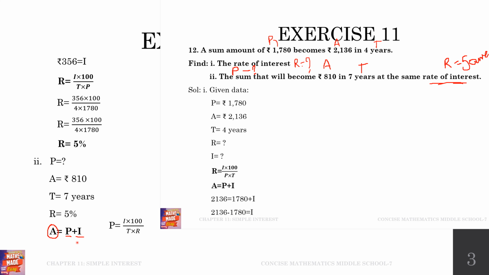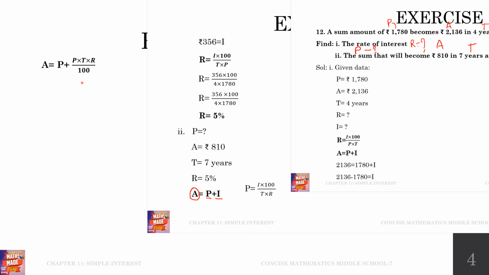If you have P value and I value, then you can find A value. But here you don't have two values, you have only one value, so it is not possible to find out. So here you have to replace this I with P into T into R by 100. We know this formula, right? I is equal to PTR by 100. Just I am replacing this I with PTR by 100.